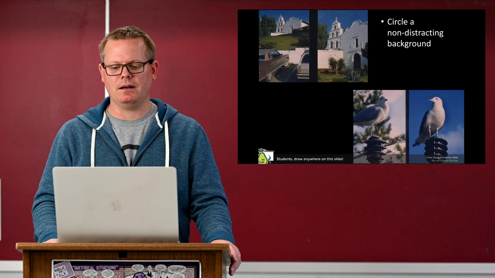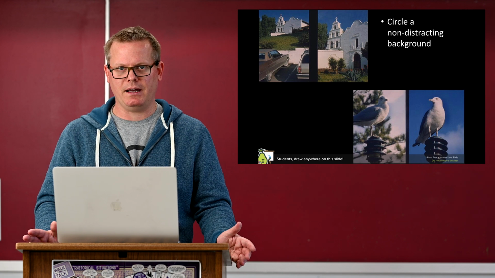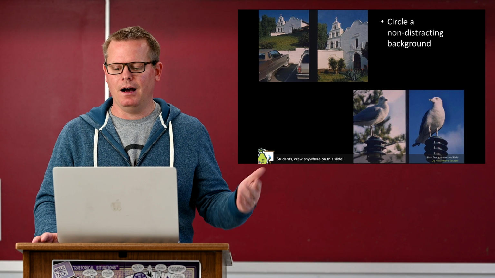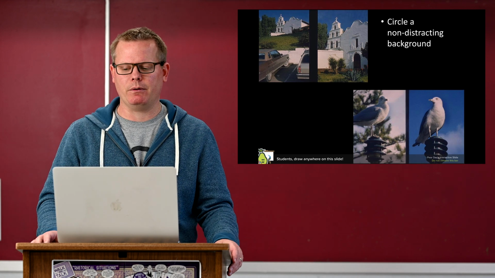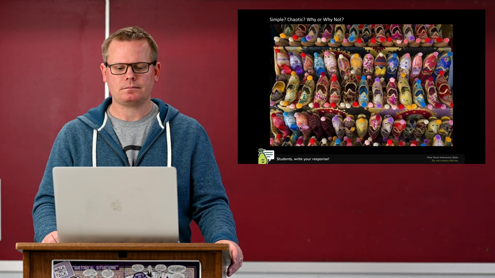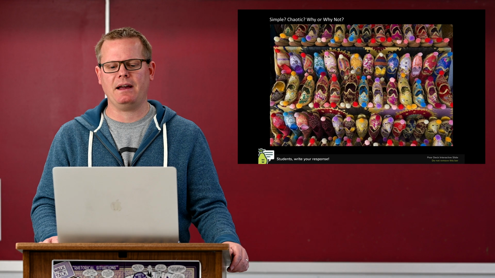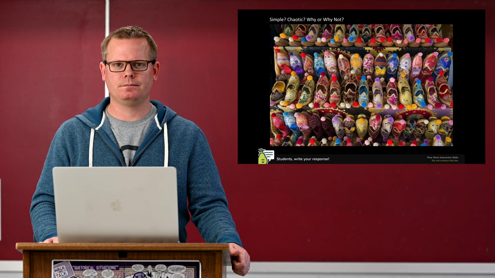Take a look at the seagull pictures. Which do you think is less distracting there? The second one again, right? I mean, it's like the previous slide. He's on a blue sky. It's very simple. We know exactly what it is we're looking at. What about these ones? Give me a sentence response. Is this a simple picture or is it chaotic? Why or why not?